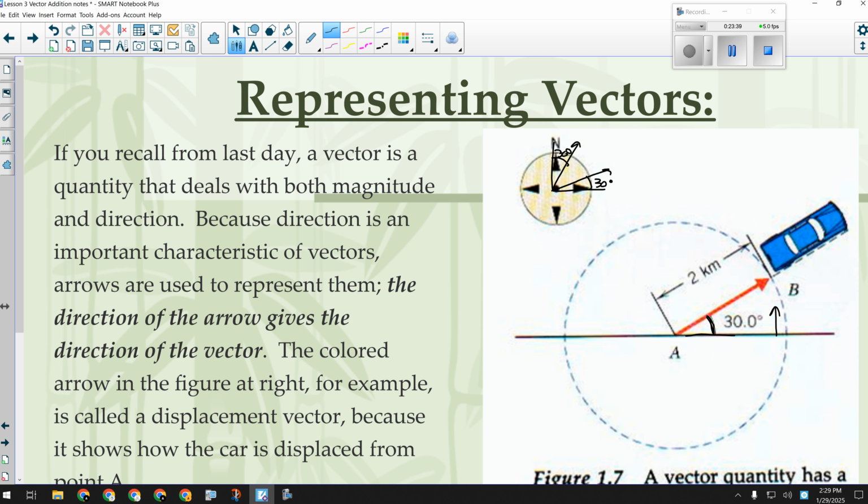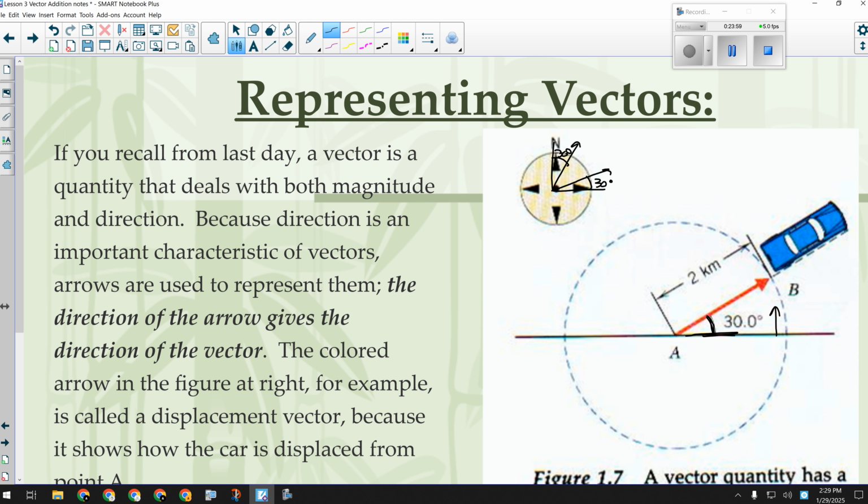Okay, so this is 30 degrees north of east, because I measured it from east and went north of there. This one is east of north. Everyone follow how we say that? It's something you'll get used to. It's probably not something you've done before, but it is something you'll get used to.